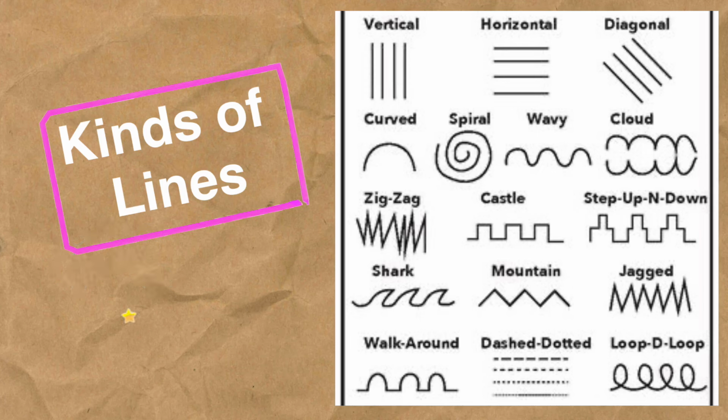Here are the examples of lines: vertical, horizontal, diagonal, curve, spiral, wavy, cloud, zigzag, castle, step up and down, sharp, mountain, jagged, walk around, dash or dotted, loop-de-loop.